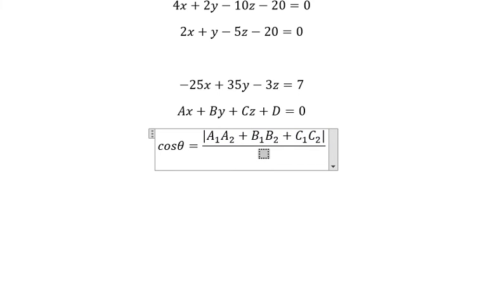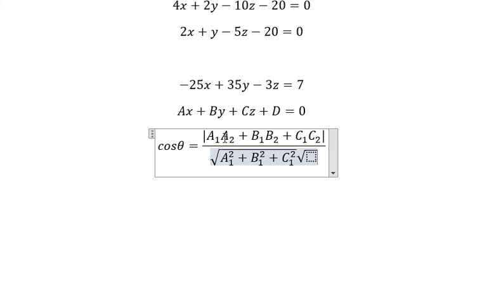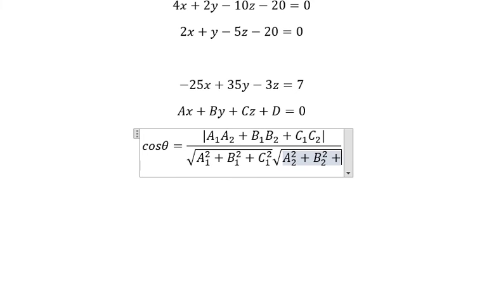over the square root of a1 squared plus b1 squared plus c1 squared, multiplied by the square root of a2 squared plus b2 squared plus c2 squared.